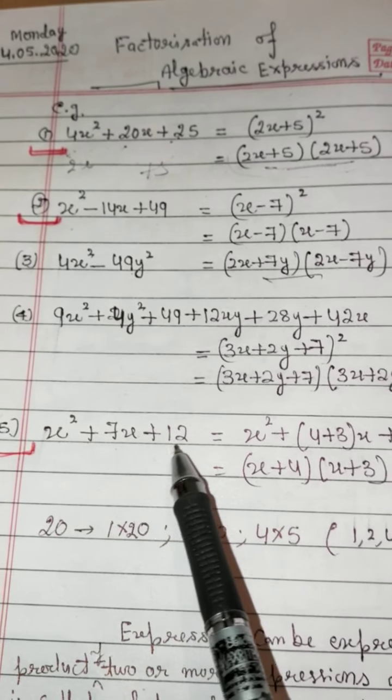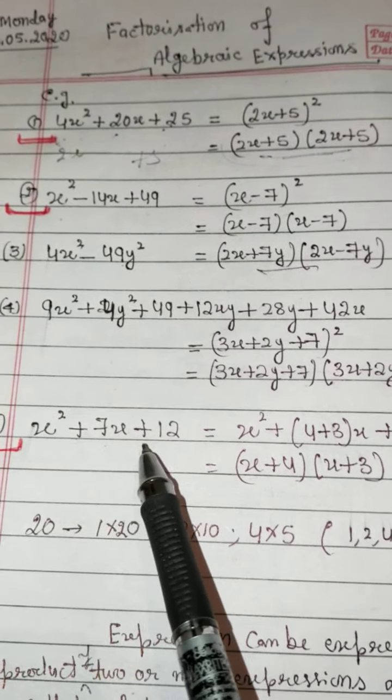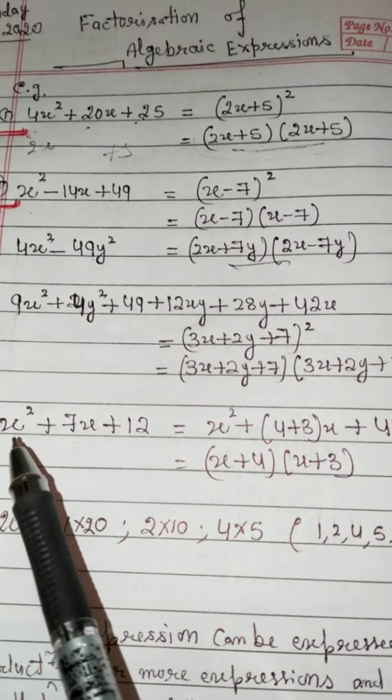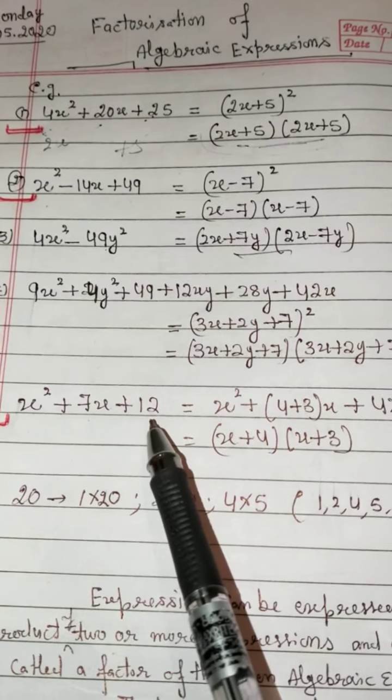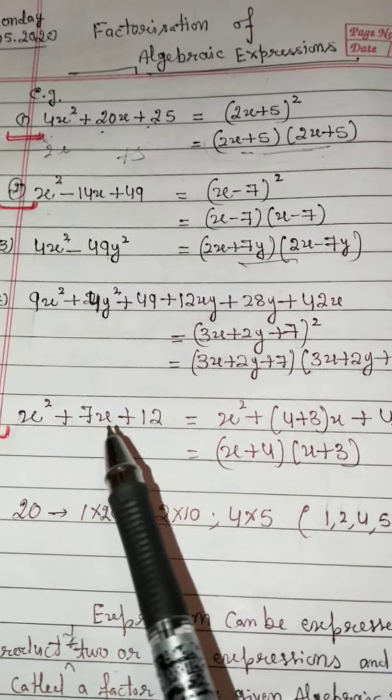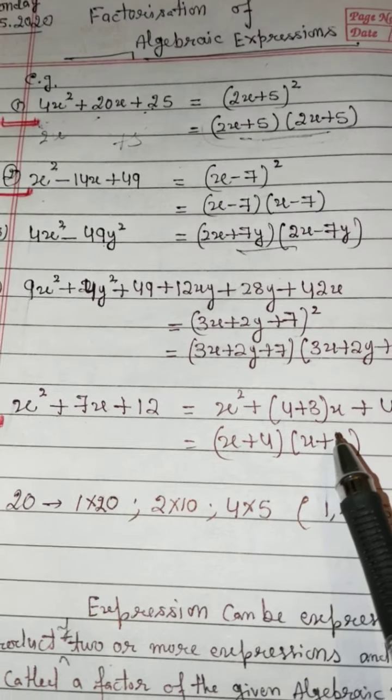x square plus 7x plus 12. Again a trinomial expression. We can use identity fifth because here x square is a perfect square but 12 is not a perfect square, so we can use identity fifth here.